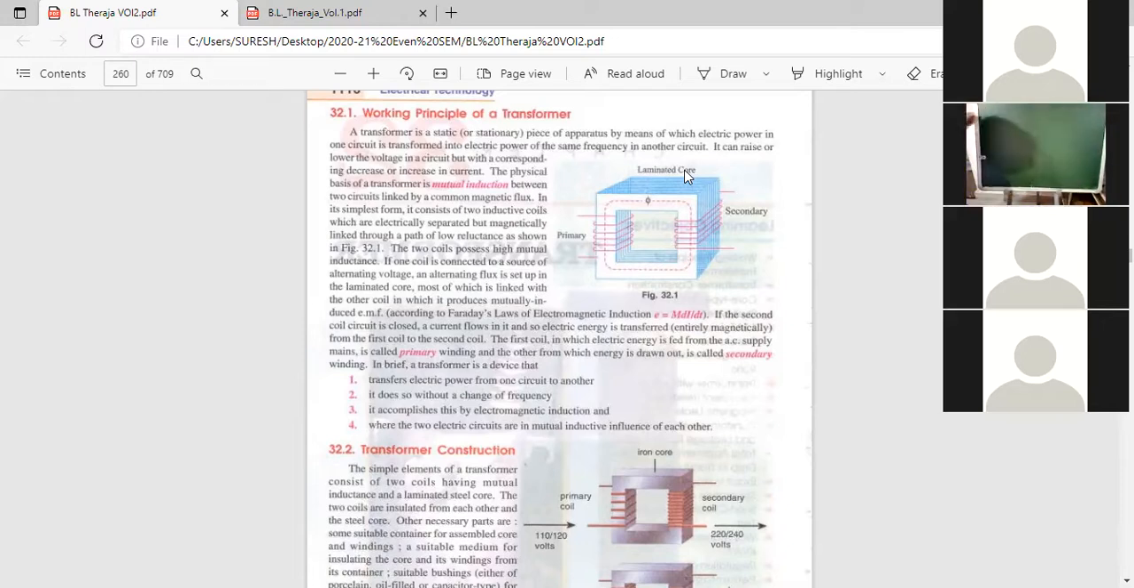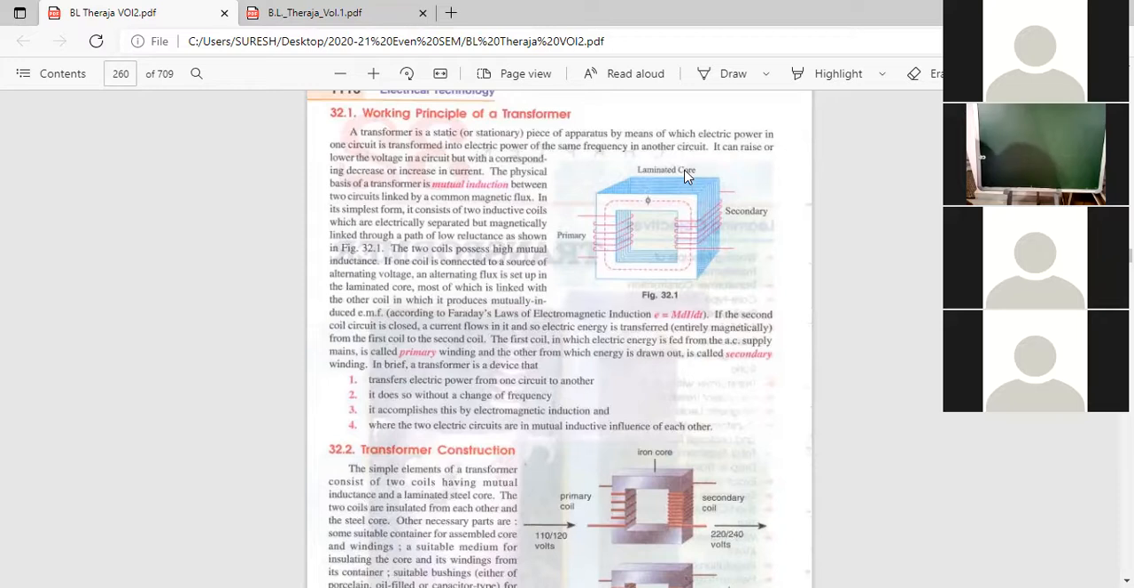See here, core means iron piece. It is not the winding. It is the iron piece, the laminated core. Why is the iron piece laminated? Why are you calling the core a laminated core?